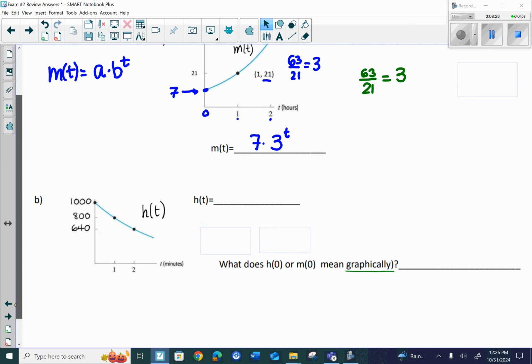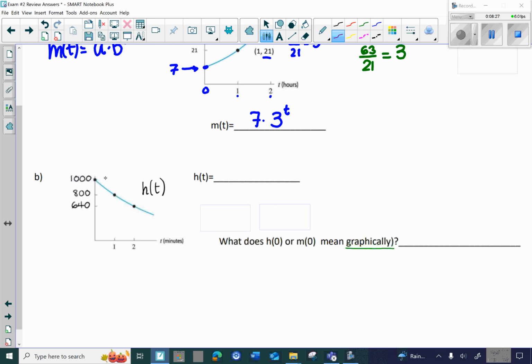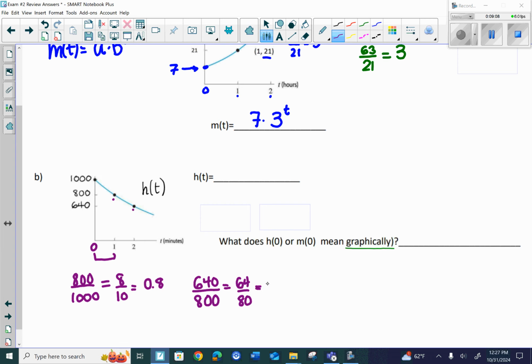In letter B, I have h of t here. To find the growth rate, again, when we're given function values for which t is only 1 unit apart, we take the ratio of the function value to the previous. So 800 over 1,000 would be the same as 8 over 10, or 0.8. We should double check. 640 is my next function value, and divide that by 800. That's the same as 64 over 80. Divide those by 8 each, and I have 8/10, and that is also 0.8. So that's a good thing. It verifies that this is in fact exponential, as the growth factor is consistent.